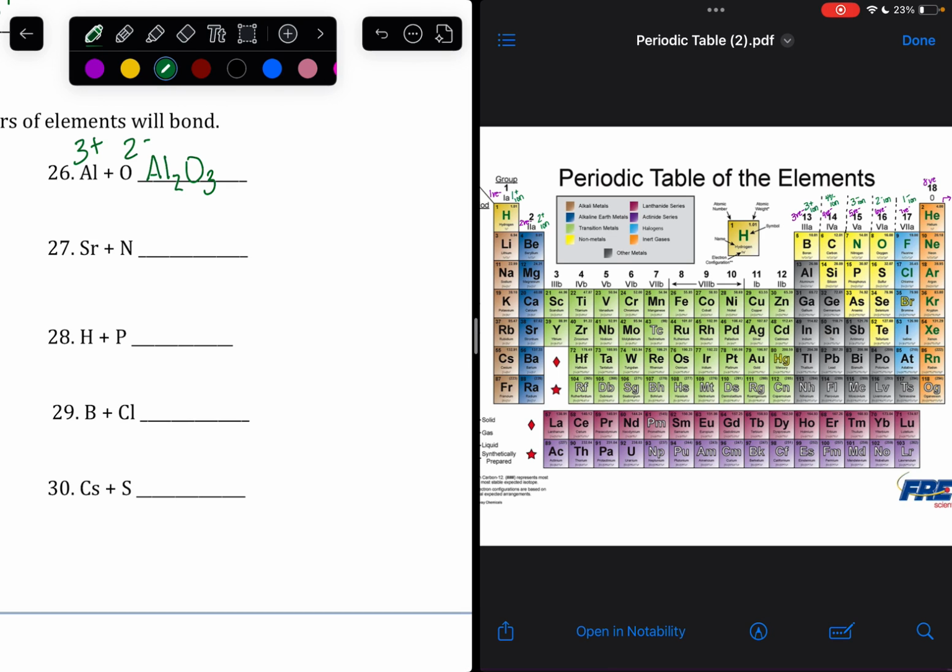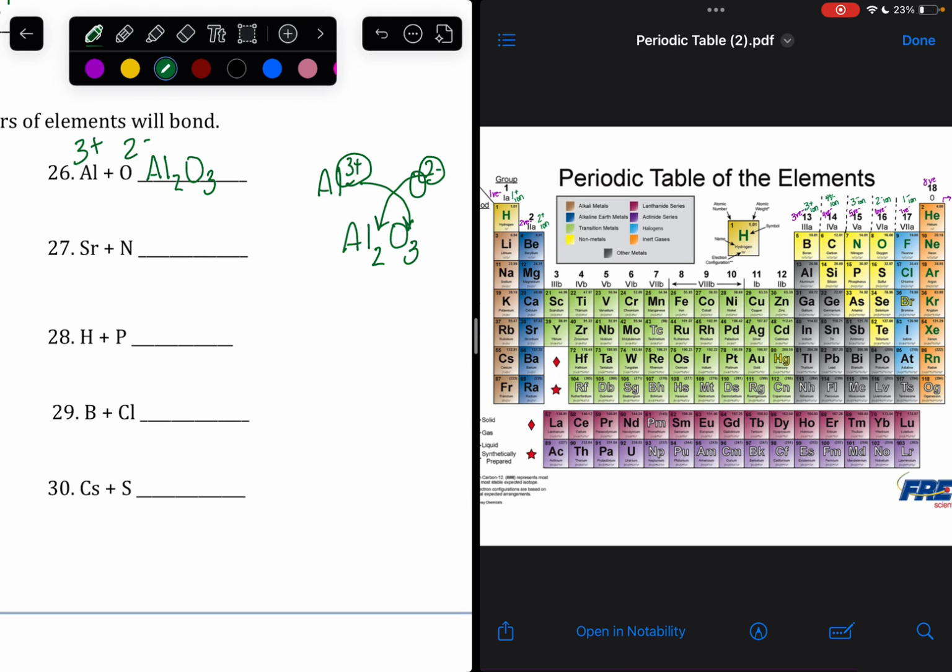If the least common multiple method confuses you, you can always do the cross and drop. So I have Al with a 3+, oxygen with a 2-. I rewrite my elements. The 3 from my aluminum is going to end up over here with my oxygen. My 2 from my oxygen is going to end up over here with my aluminum. So I have Al2O3. But like I said in the other video, if you understand the least common multiple method, that's really the better way to try to think about this.